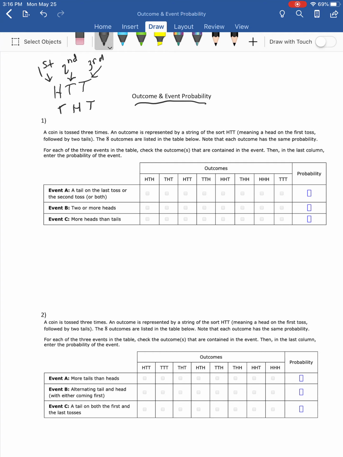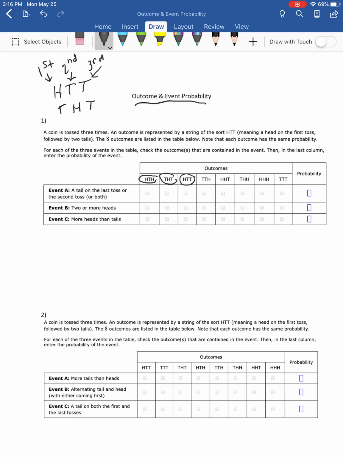So this table gives us the 8 outcomes that they got from tossing the coin. Okay. For each of the 3 events in the table, check the outcomes that are contained in the event. Then in the last column, enter the probability of the event. Okay, so here's what this means.